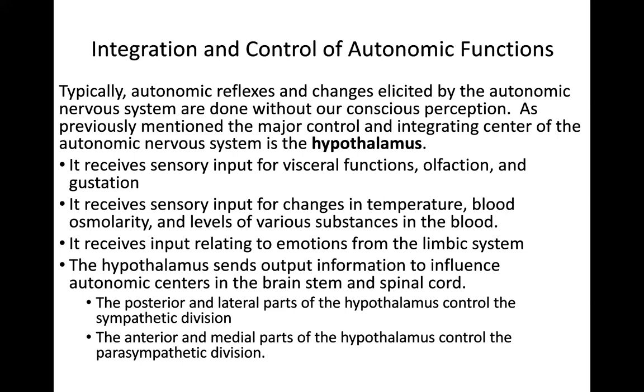So the limbic system can influence visceral things. Even though it's emotion, it does affect organ functions. And as a result of any of those input signals, the hypothalamus sends output information to influence autonomic centers in your brainstem and the spinal cord. Not that I'm going to ask you to know this, but posterior and lateral parts of the hypothalamus help control your sympathetic division. Anterior medial parts of the hypothalamus control the parasympathetic.